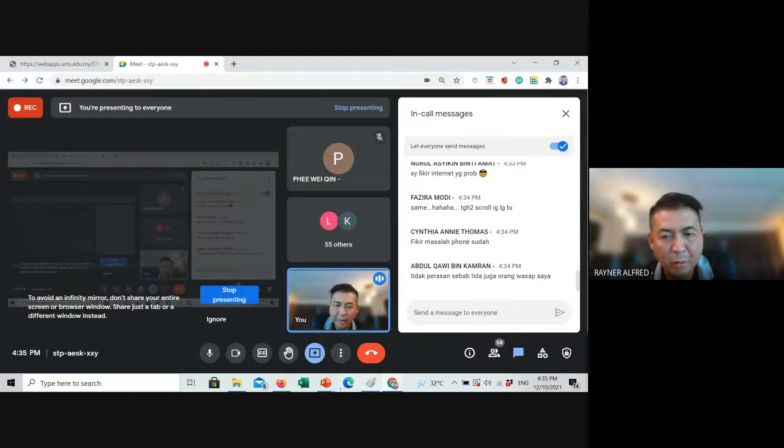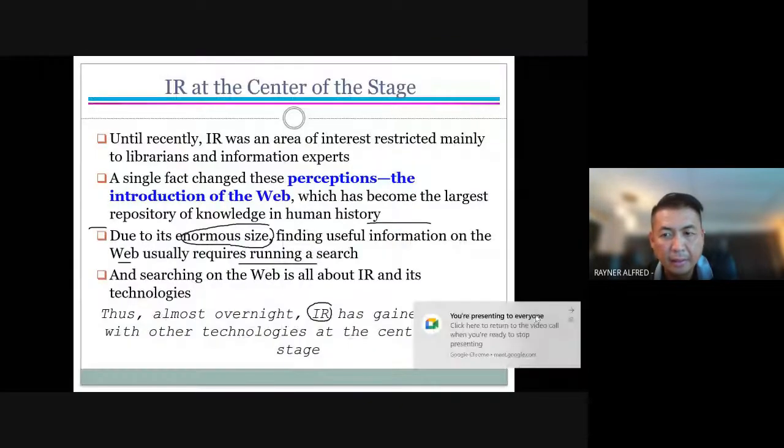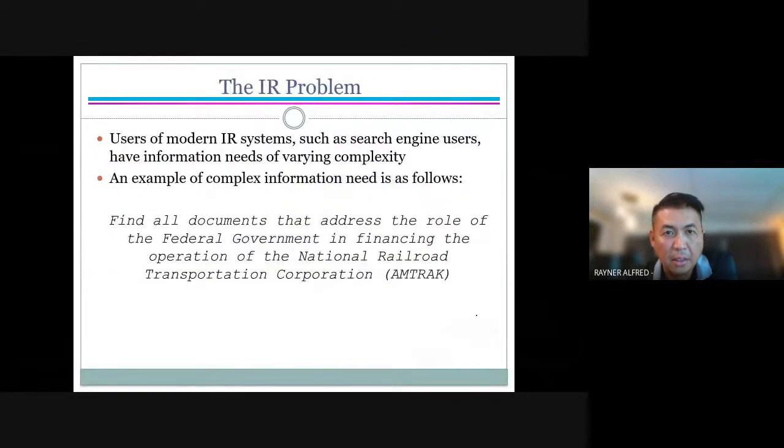Okay. So, I go back to my slide. For example, if I give you this question: find all documents that address the role of the federal government in financing the operation of the National Railroad Transportation Corporation, Amtrak. So, what is the key concept here? What is the key concept here? They ask you to find all the documents that address the role of the federal government in financing the operation of Amtrak.